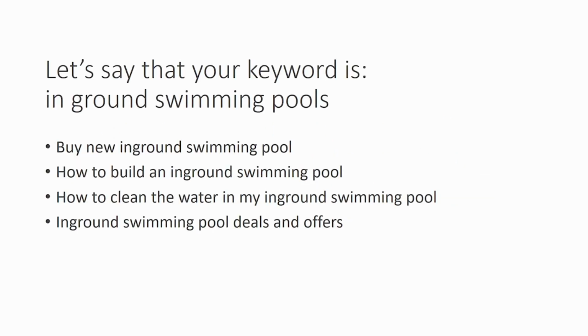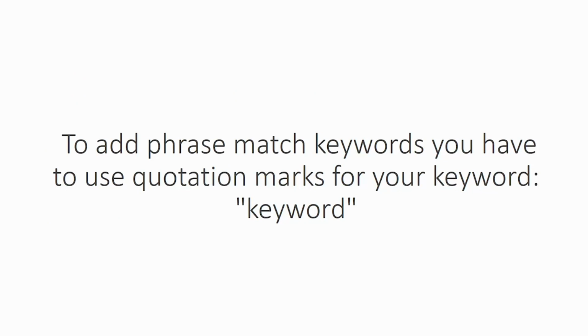Let's say that your keyword is in-ground swimming pools. Whenever someone types in any search term that includes your phrase, your ad will appear. Your ad will appear when someone types in buy new in-ground swimming pool, how to build an in-ground swimming pool, how to clean the water in my in-ground swimming pool, or in-ground swimming pool deals and offers. To add phrase match keywords, you have to format them properly.